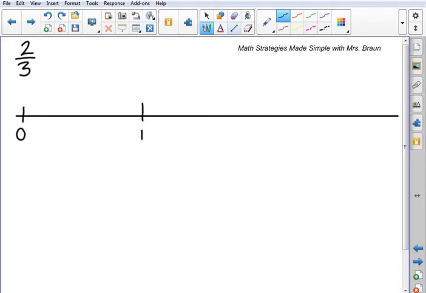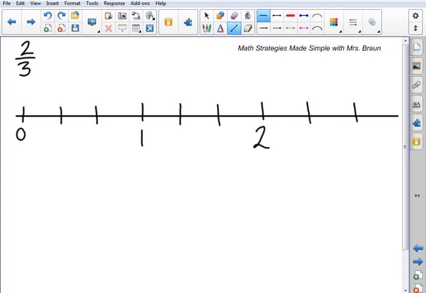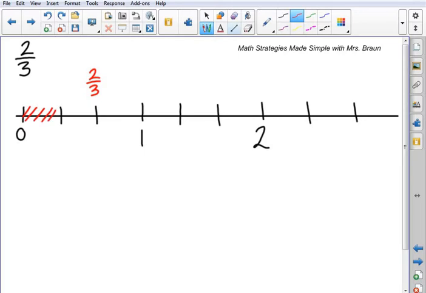So this time I'm going to do my whole numbers first so you can see it both ways. And I'm going to split each of those into 3 equal pieces. And then I'm going to shade in or mark where my 2/3 is. So here's my 2/3. So that means I'm looking at this part of the whole. Now I need to find an equivalent fraction.